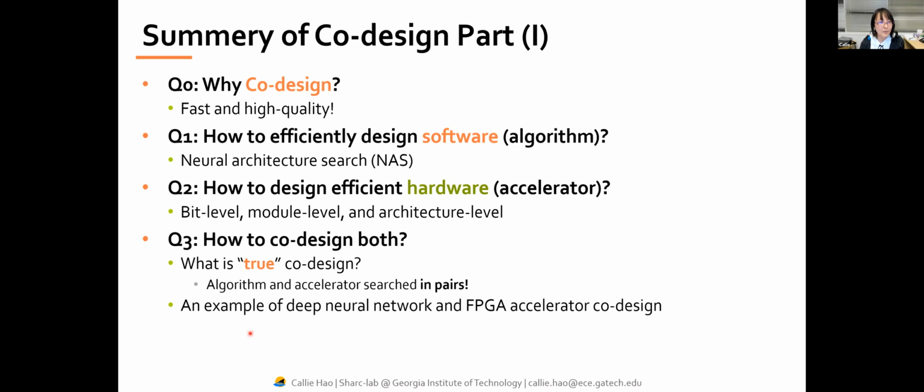Okay, so this is the summary of my part. We learned why we like co-design, because it's fast and it's of high quality. And how do we efficiently design software algorithms? We learned neural architecture search today. And question 2, how to design efficient hardware accelerators? We learned there are multiple levels of optimizations. We have bit level, module level, and architecture level. And finally, the most important question, how to co-design both and what is a true co-design, that we hope the algorithm and accelerator can be searched in pairs. And we briefly introduced an example of deep neural network and FPGA accelerator co-design.